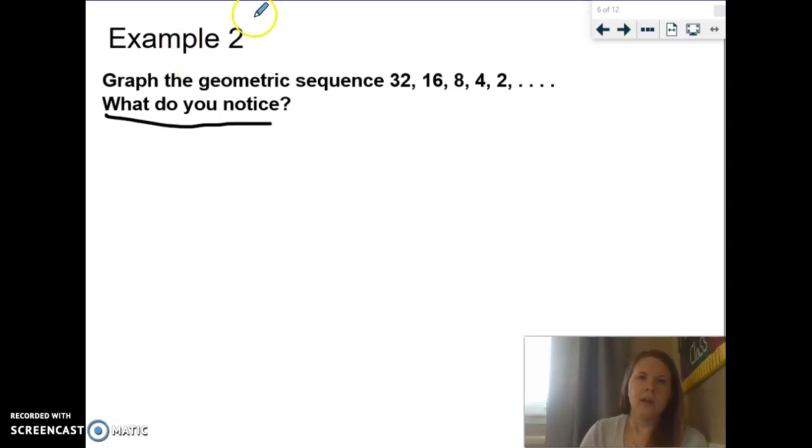Okay. So remember, when we do this, we set these up with what position number they are. So your x value is going to be what position number it is, and then your y value is going to be this number in the sequence. So in this case, for this one, I'd have a point at (1, 32). This one would be (2, 16). This one would be (3, 8), (4, 4), and then (5, 2).